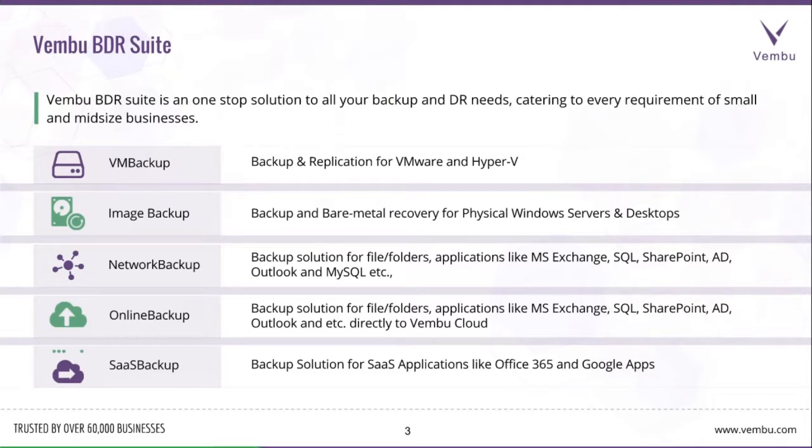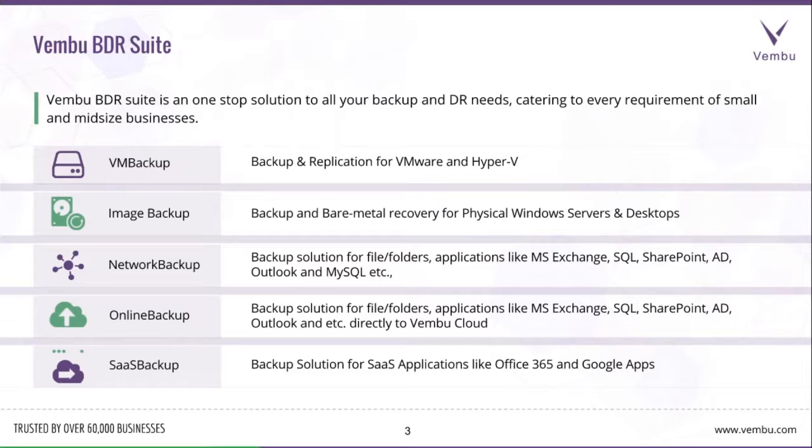Then we have the image backup solution, to back up Windows physical images of a desktop or a backend server. You will be using the image backup client. Then we have network backup, typically for backing up files, folders, and applications from Windows and Linux environments. And then we have online backup. This backup solution is similar to the network backup solution. It will back up files, folders, and applications, but the online backup solution will back up directly to our cloud.